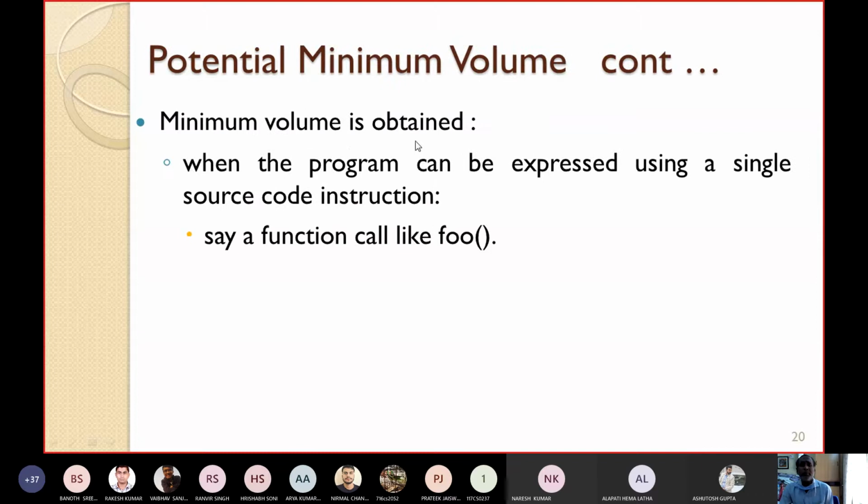How can the minimum volume be obtained? The minimum volume can be obtained when the program can be expressed using a single source code instruction, like a function call such as foo. This may be treated as the potential minimum volume.